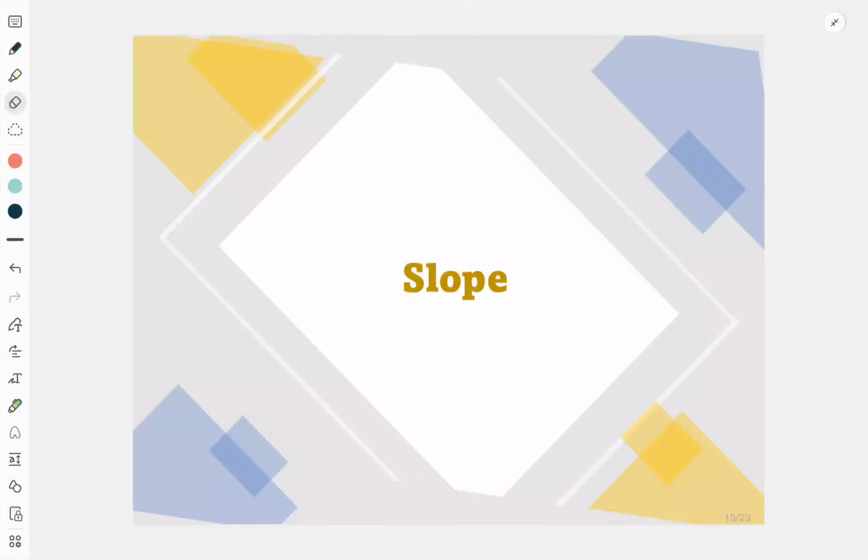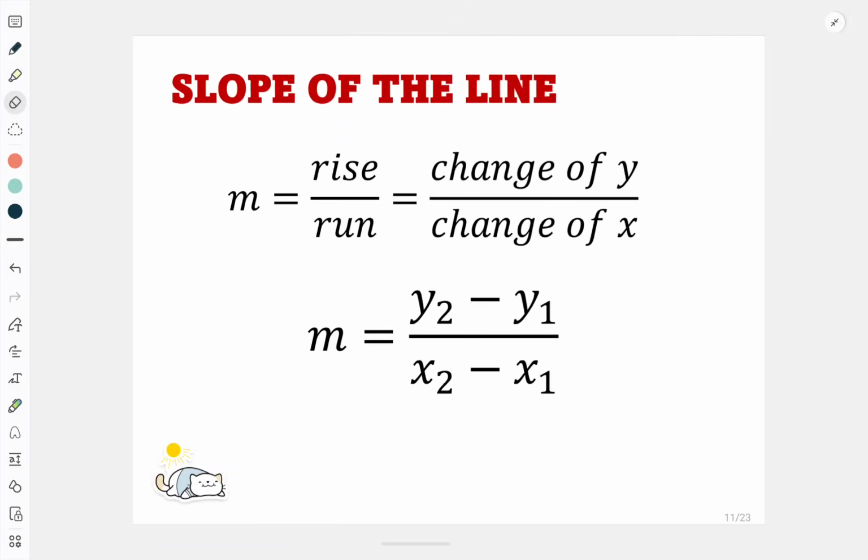For this video, we will continue to discuss the different uses of slope in coordinate geometry. But before that, let us recall the different formulas in getting the slope of a given line. The formula of the slope, represented by the variable m, can be rise over run or change of y over change of x.